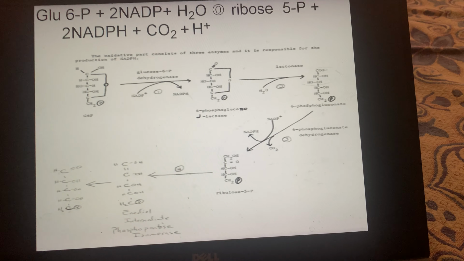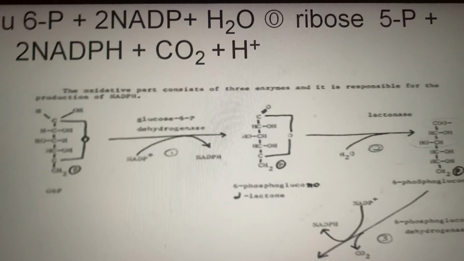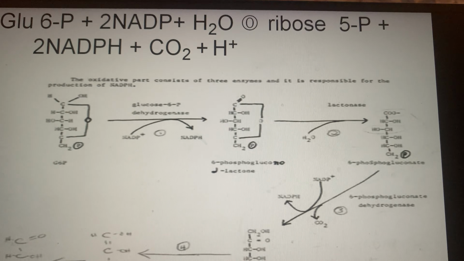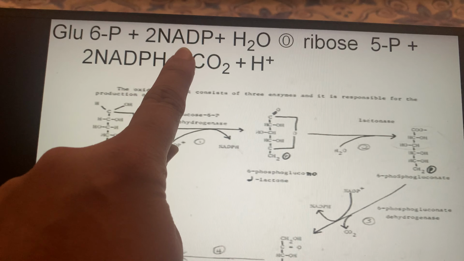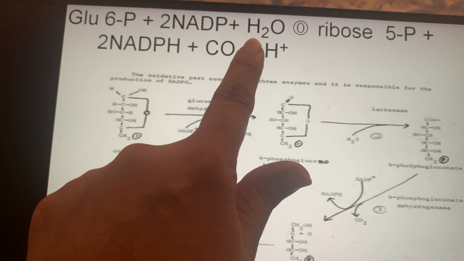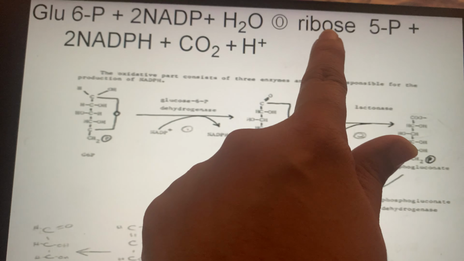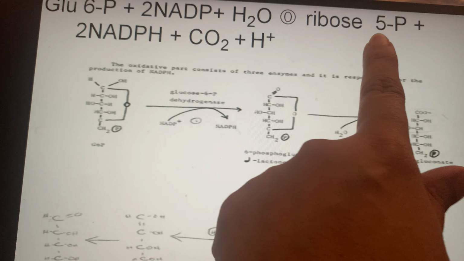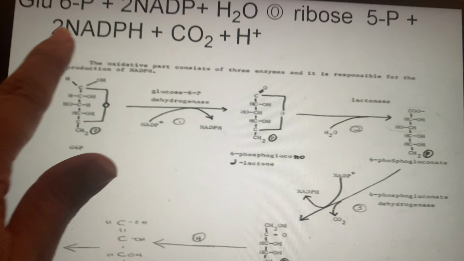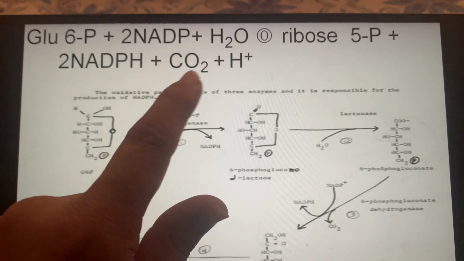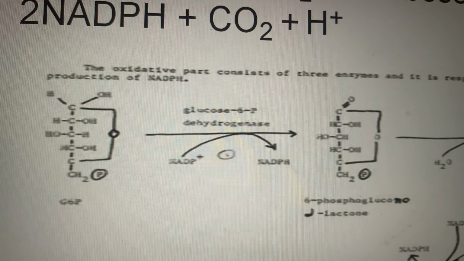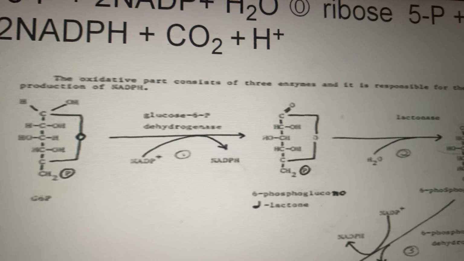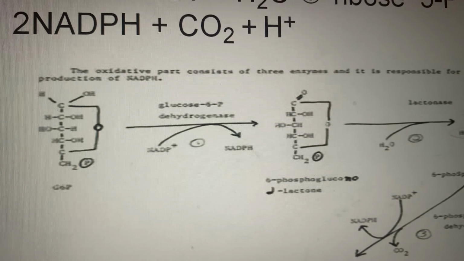Well, it's not complicated, but these are the structures of all this oxidative phase. Glucose 6-phosphate plus 2 NADP in the presence of water, because it is oxidative phase, produces ribose 5-phosphate along with 2 molecules of NADPH, and carbon dioxide and hydrogen ion are released. You see, the oxidative part consists of 3 enzymes, and it is responsible for the production of NADPH.